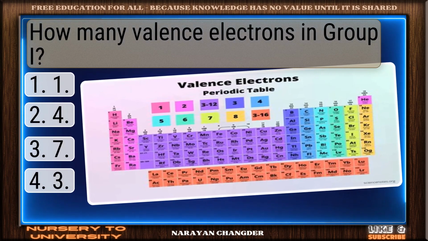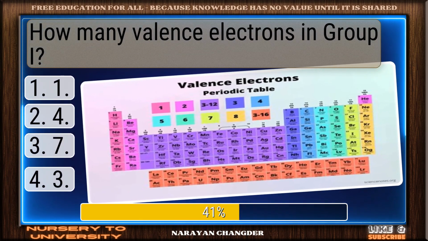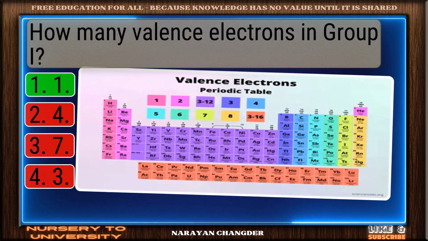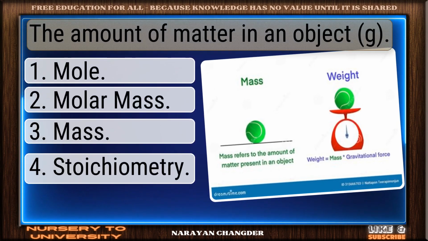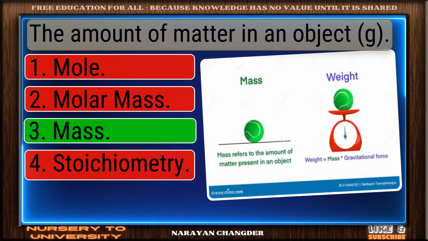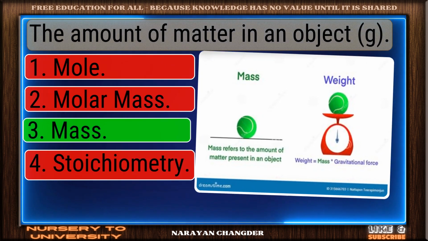How many valence electrons in group I? Correct response. 1 is the most accurate answer. The amount of matter in an object. Smart move. Mass is an accurate answer.